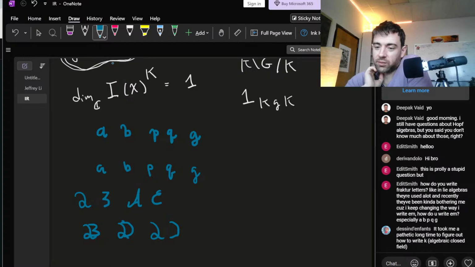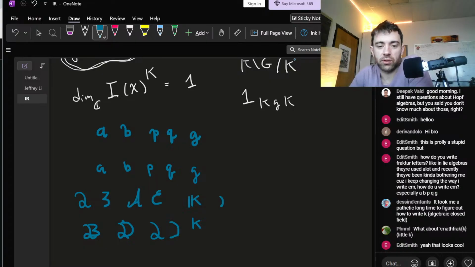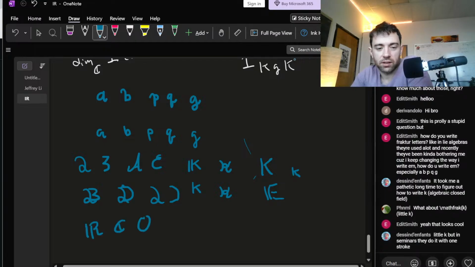It took you a pathetically long time to figure out how to write K, algebraically closed field. Well, you mean bold K? Or just a little k? Mathfrak little k, I can't help you. I do this for kappa. I do a k, a little twirly k. That's like my kappa, which is awful. That looks awful. I try to avoid using, well, some books will have a big K and a little k for fields. And I try and avoid that because big K and little k don't look that different the way that I usually write them. So I'll just use other symbols for fields. Yeah, this is how I do math bold letters. This is my math bold letter collection.